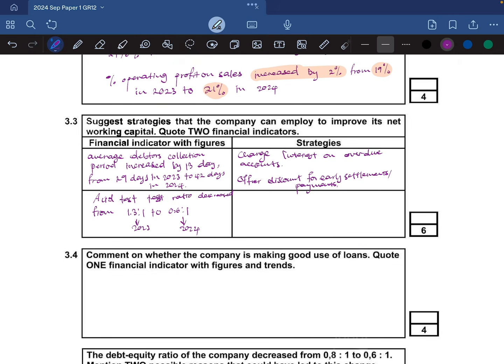Now, since I've mentioned that we have much more stock on hand, what we could do is promote the stock, basically do much more advertising, or maybe we're charging high prices. We will therefore need to decrease our prices to increase sales. So here we could reduce prices to increase sales. Then you can also do advertisement and promotion of stock to increase sales also.